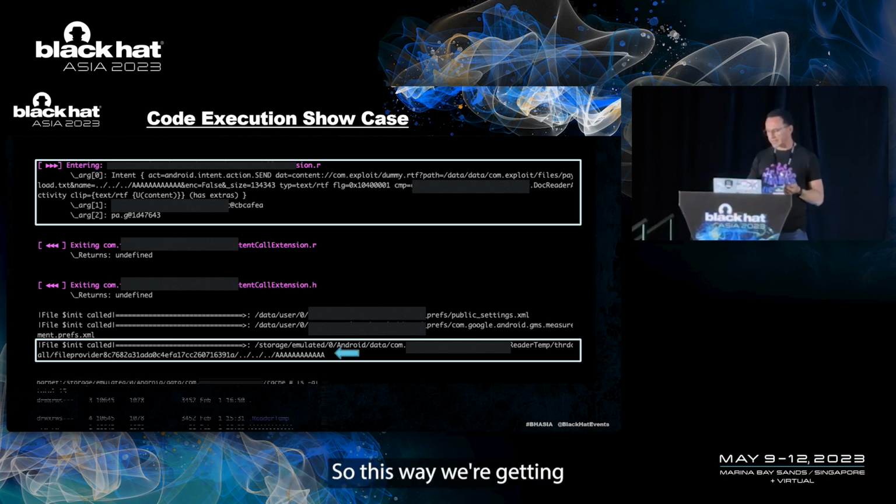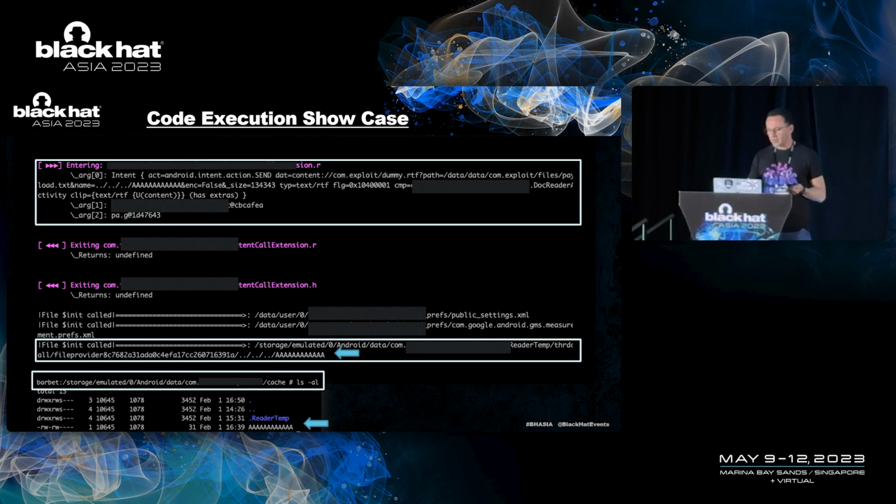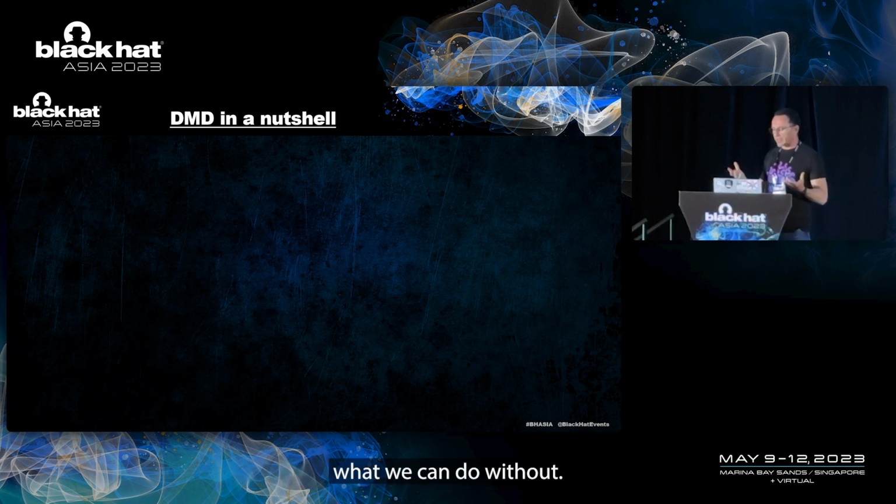So this way, we're getting write access to the home directory of this app. All right, so we got our write access. Now the question was what we can override, what we can do with that.